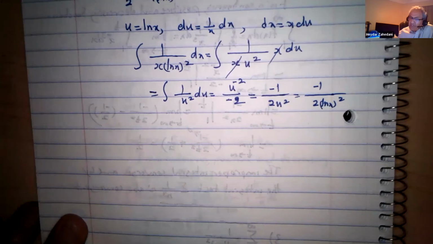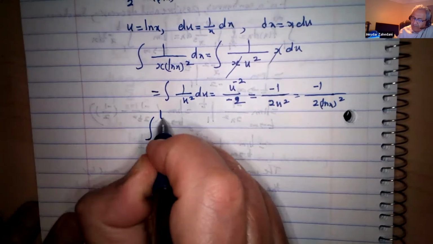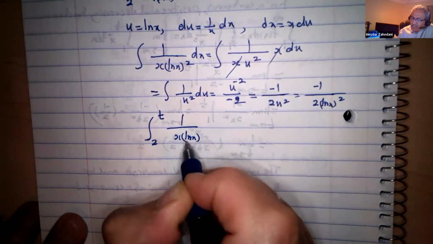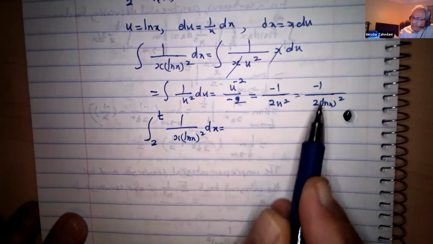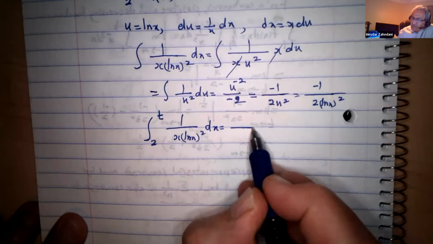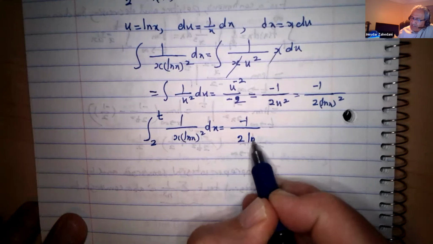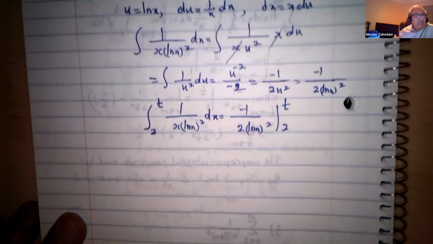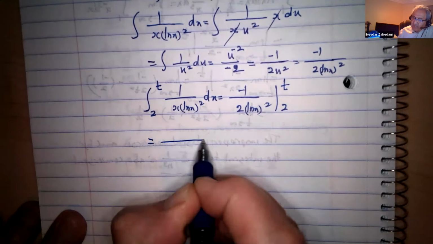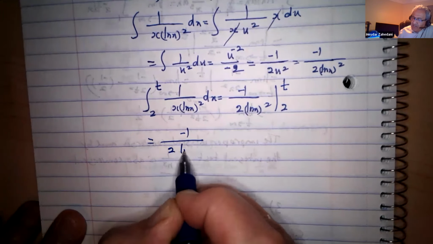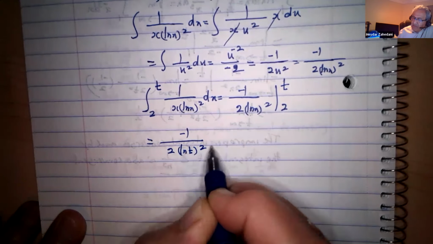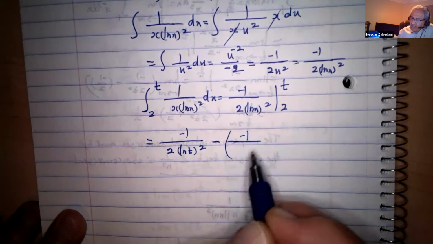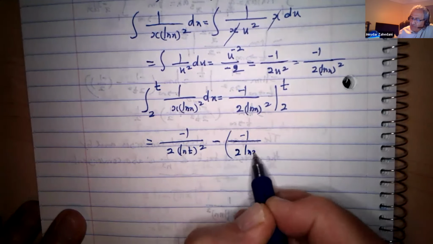Okay, now we go back and we check the integral from 2 to t of 1 over x (ln x) all squared. So it's going to be negative 1 over 2 ln x all squared, from 2 to t. If you substitute for the t, that gives you negative 1 over 2 ln of t all squared, minus, now you substitute, negative 1 over 2 ln 2 all squared.